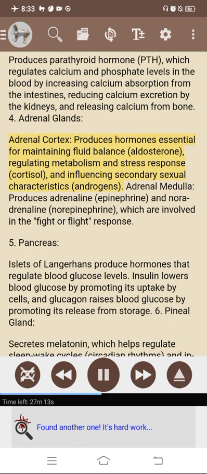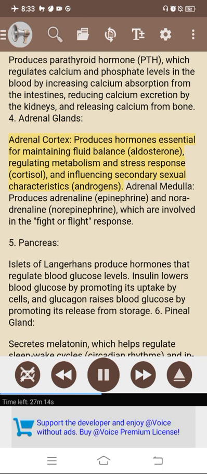4. Adrenal glands. Adrenal cortex produces hormones essential for maintaining fluid balance (aldosterone), regulating metabolism and stress response (cortisol), and influencing secondary sexual characteristics (androgens). Adrenal medulla produces adrenaline (epinephrine) and noradrenaline (norepinephrine), which are involved in the fight or flight response.